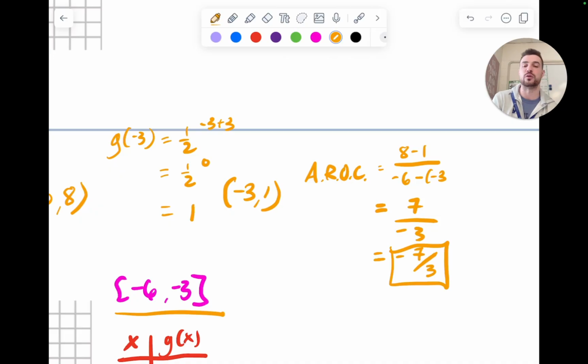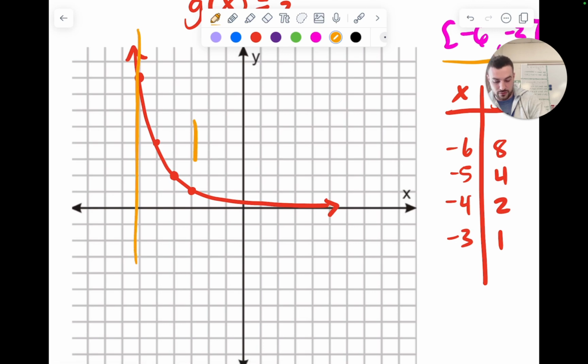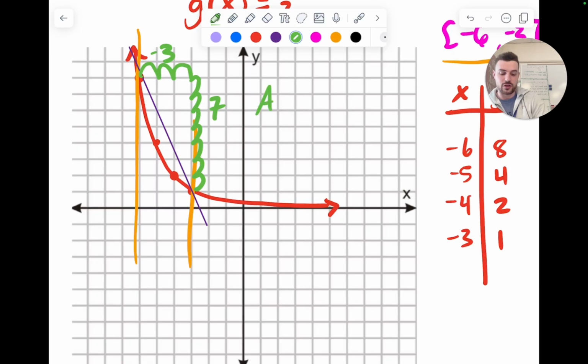Just to kind of confirm that visually, I can go to -6, I can go to -3, draw a line between those 2 points, and then calculate the slope. I'm going up 1, 2, 3, 4, 5, 6, 7, and then to the left 1, 2, 3, and since it's to the left, it is negative. So our average rate of change is in fact -7/3.